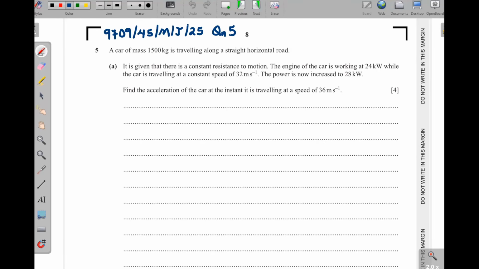This is Teacher Simon taking you through A-Level Mathematics Papers 9704/45 for May, June 2025. And this is Part 2, Mechanics.